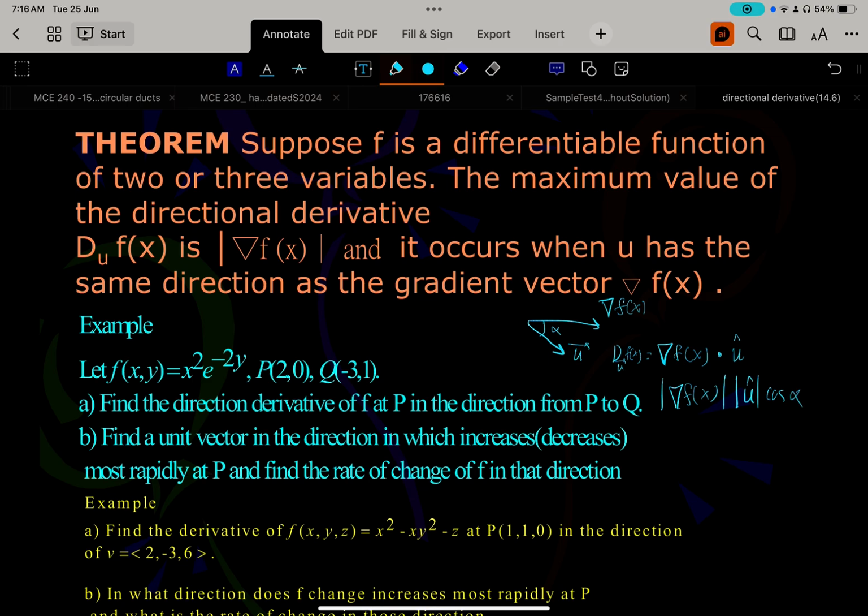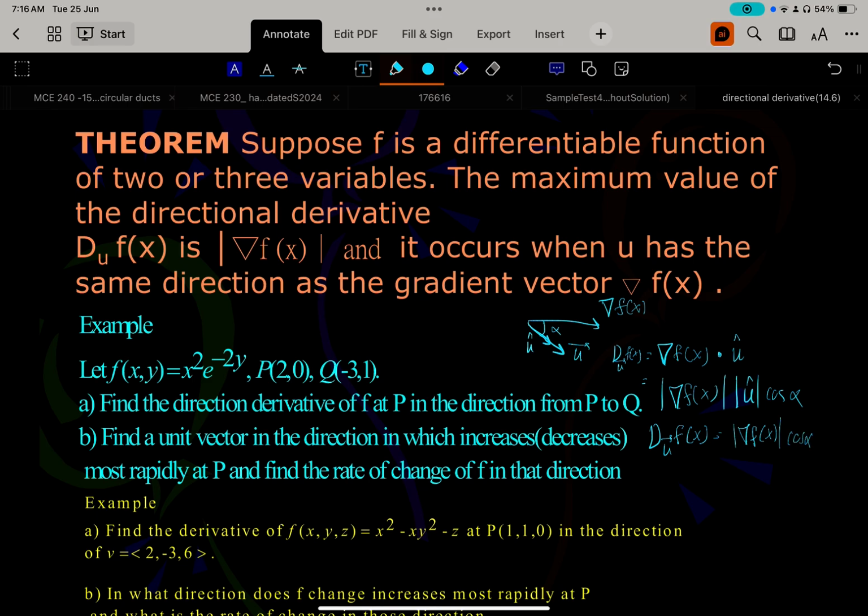Now the absolute value of u, the unit vector in the direction of u, is just 1, so we can take it out. So we can say D_u f of x is basically the absolute value of the gradient of f of x multiplied by cosine of theta.